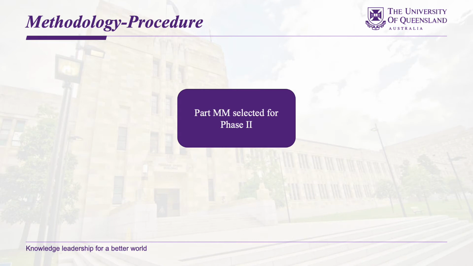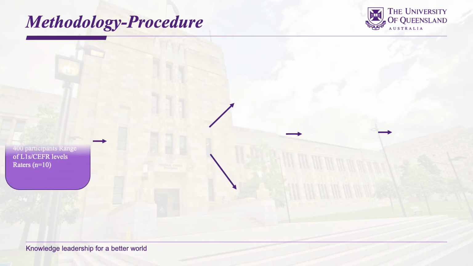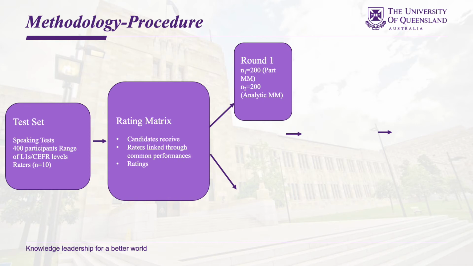The part marking model was selected for phase 2. On the basis of phase 1 results, phase 2 focused on a comparison of the part and analytic marking models. Data collection for phase 2 closely followed phase 1 procedures, with the marking model as the main difference.